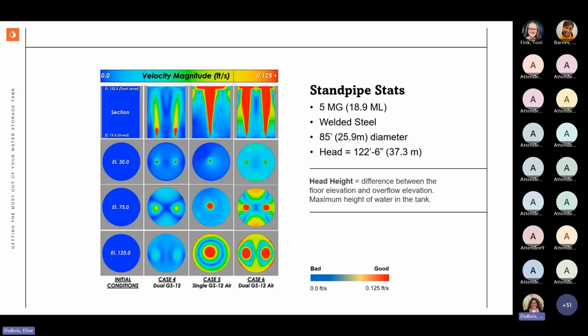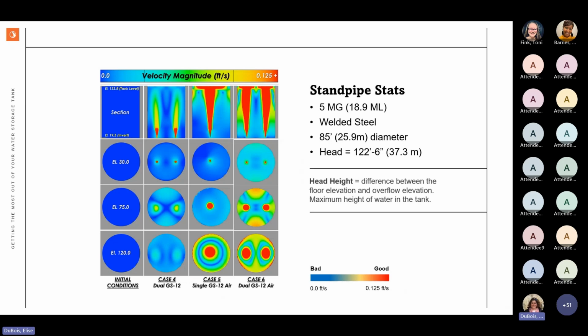So this is a similar model run for a standpipe. Here we're looking at multiple levels within the tank, from the floor in the second row to the top water line in the bottom row. And we're looking at 3 different scenarios. The initial conditions on the left are when nothing is happening in the tank, no mixers, no inflow.